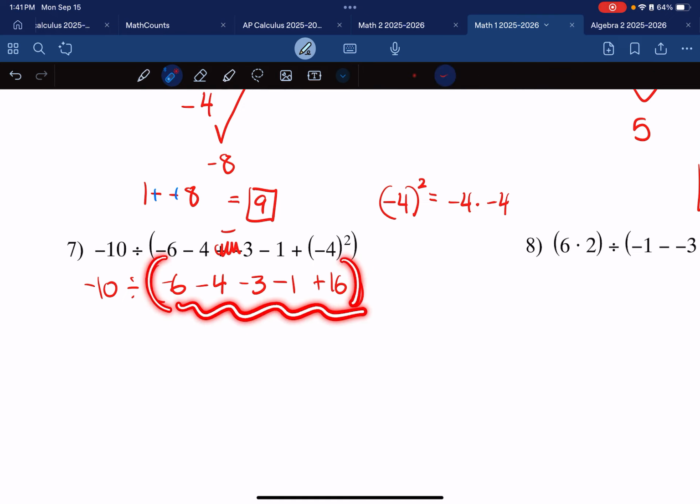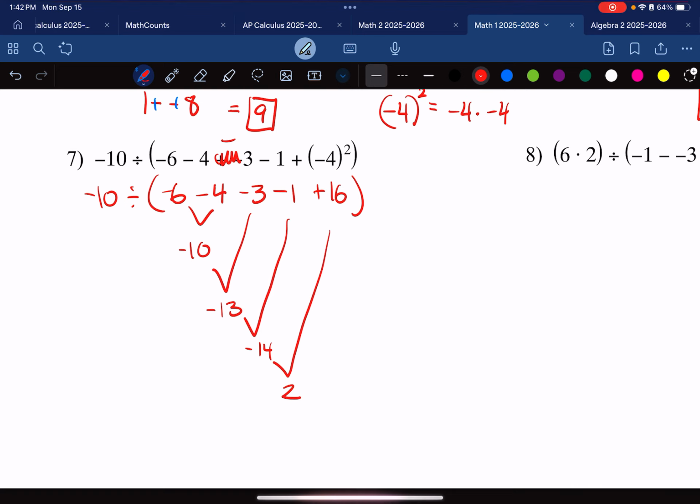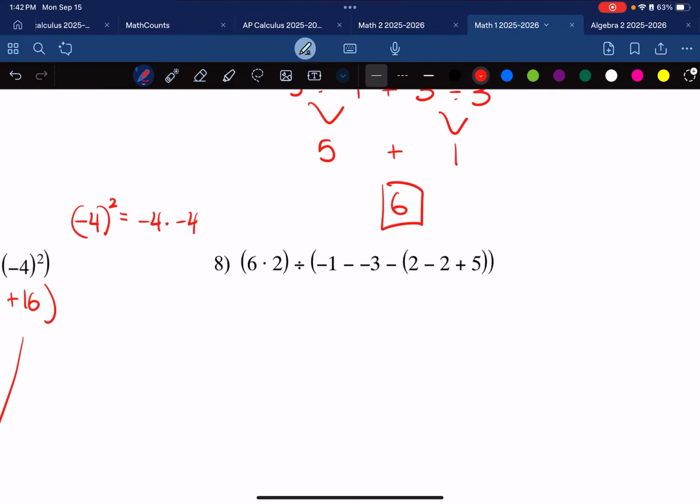Everything in here is adding or subtracting, which means I just move from the left to the right. Negative 6 and negative 4 have the same sign, therefore they add and get a negative 10. Negative 10 and negative 3 add to negative 13. Negative 13 and negative 1 add to negative 14. And negative 14 and 16 add to a 2. Which means my new expression is negative 10 divided by 2. Negative divided by positive is a negative, and 10 divided by 2 is a 5, so the answer is a negative 5. Let's check the back, number 7, negative 5, and we're on to our last problem from PEMDAS.